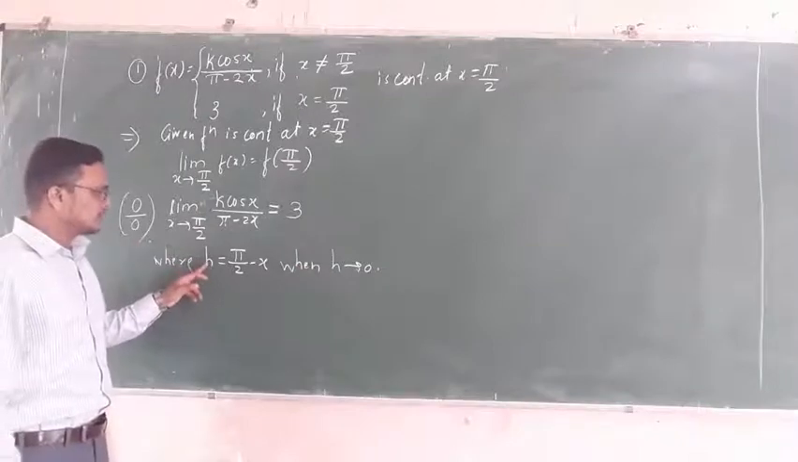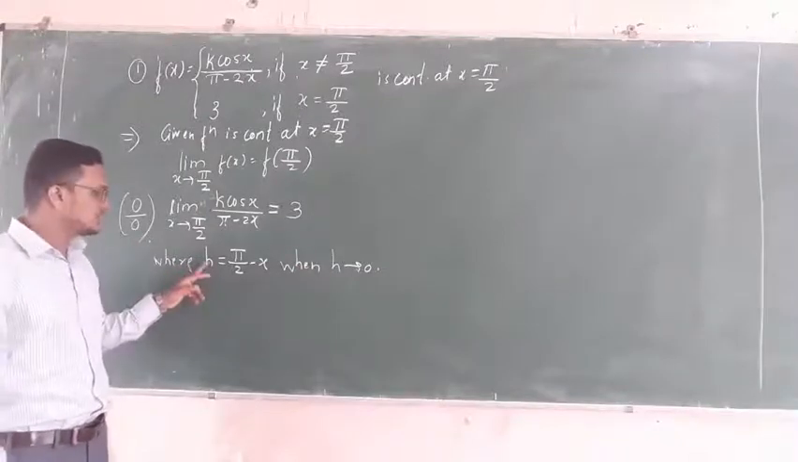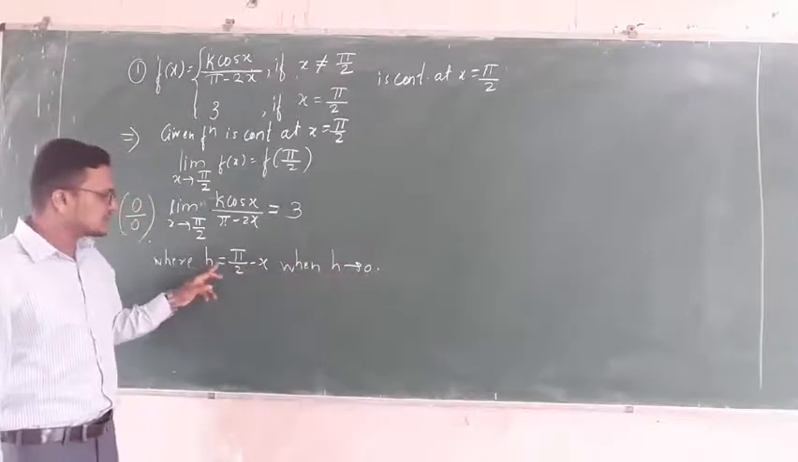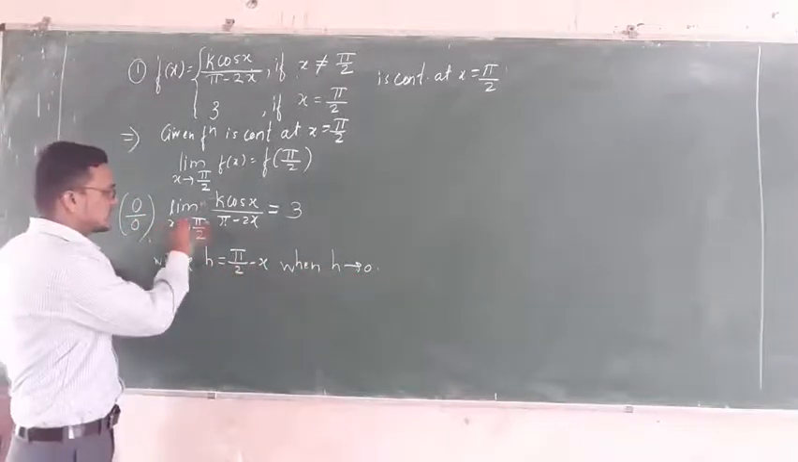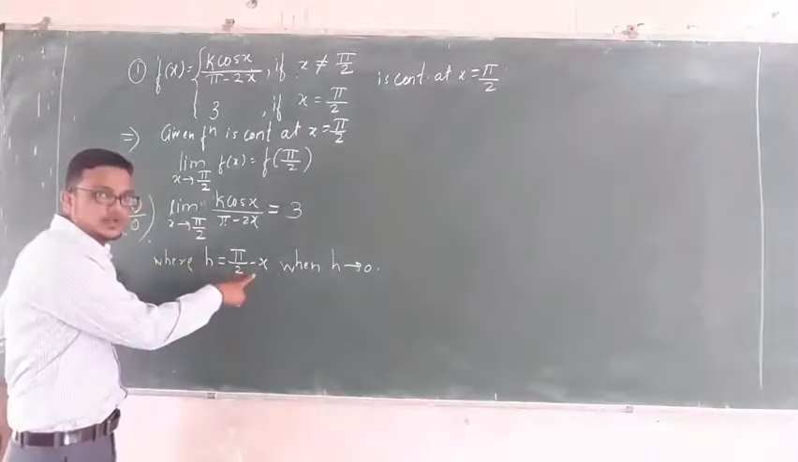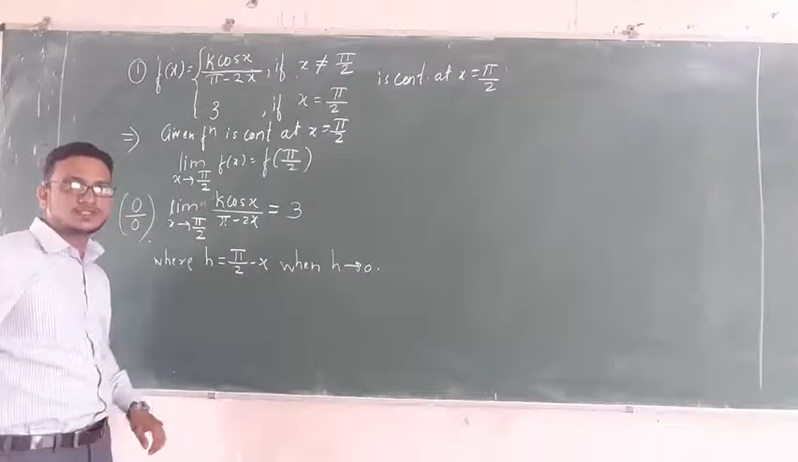So what I have taken here? I have taken one new limit now, that is h tends to 0. So how have we taken that? h is equal to pi by 2 minus x. So this x I have transferred here, it is minus x. So h is equal to pi by 2 minus x. This is possible when h is tending towards 0.